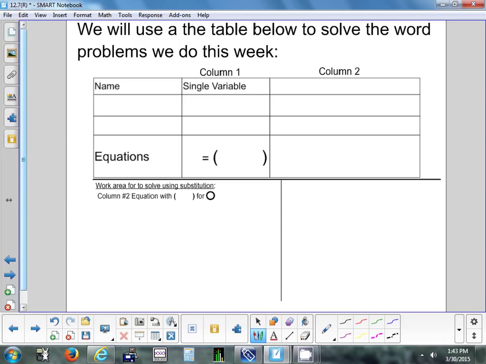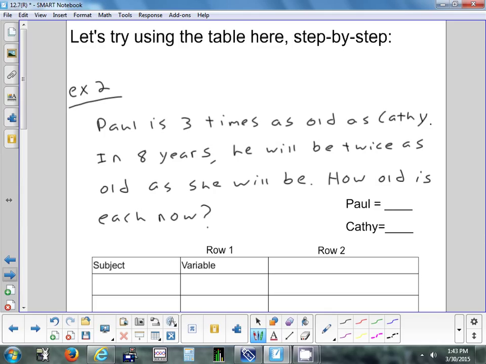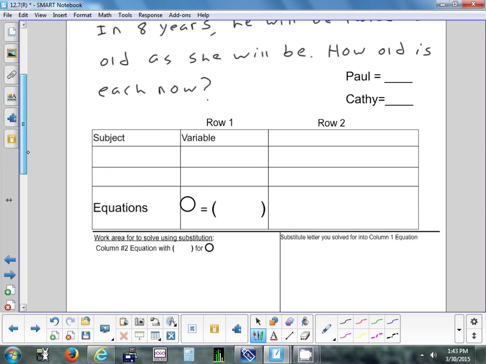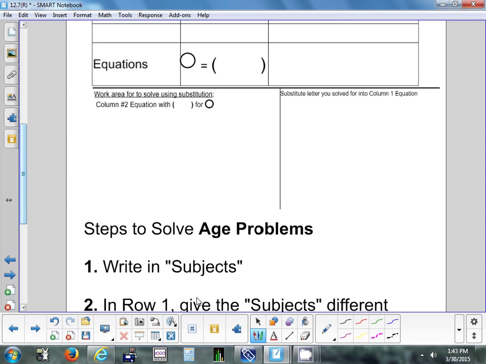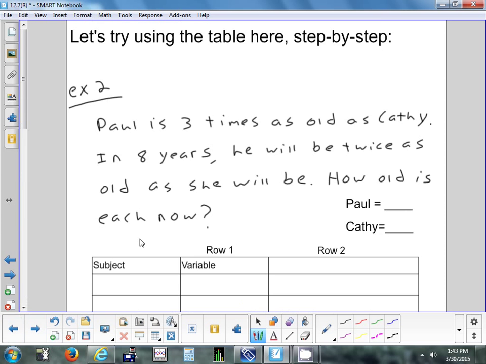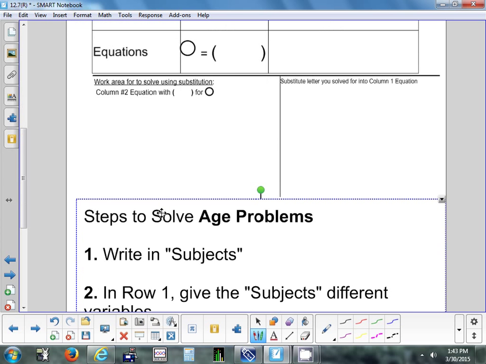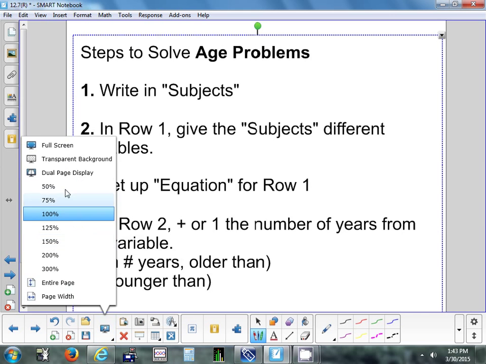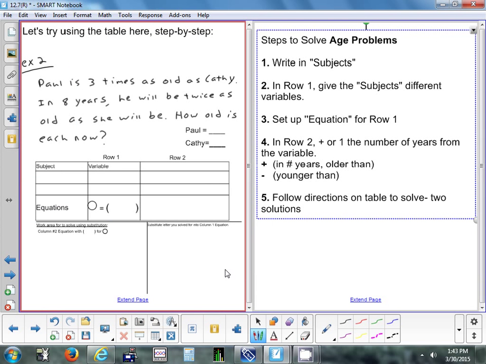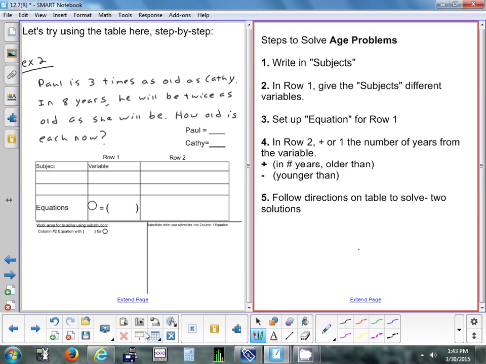If we go to the next thing, let's try using the table here step by step, all right? So we go down to our steps. You got the steps on the line? Yeah. Let me put them side by side. Sure. Voice irritates me. All right. So guys, let's take. Can I control this page on its own or not? Yes. I can put a thing on there.